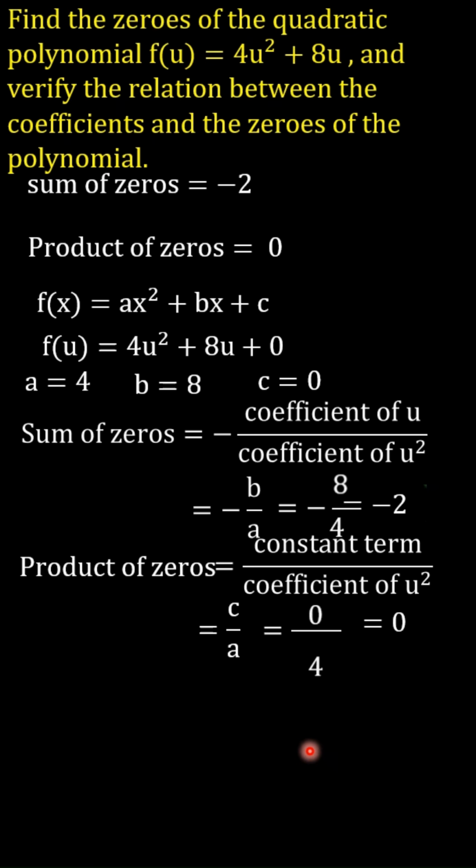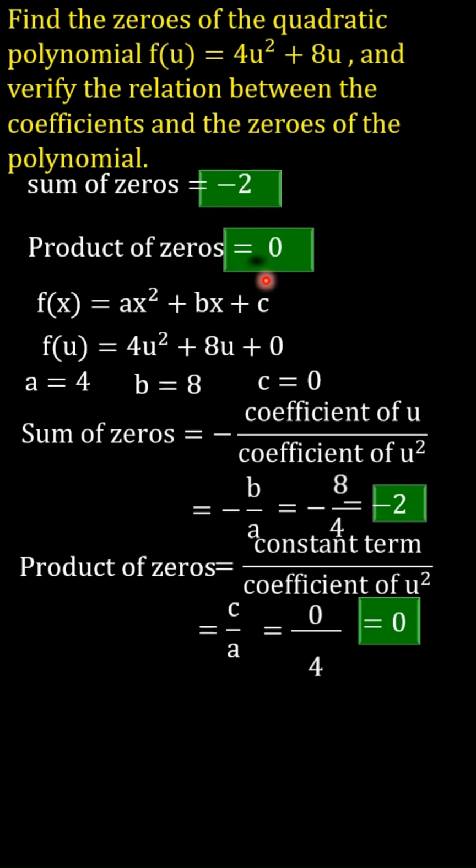Now we have the sum of zeros and product of zeros from the quadratic equation, and these values are equal to the sum and product of the zeros found from the roots. So the equation is verified.